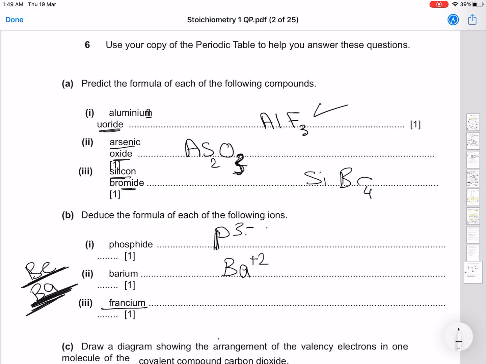Francium, where we have seen that francium is in group 1, Fr. That means it has 1 electron in the outer shell. It needs to lose 1 electron to have a complete outer shell, so the ion should be Fr plus 1.